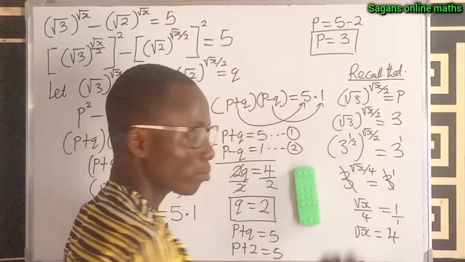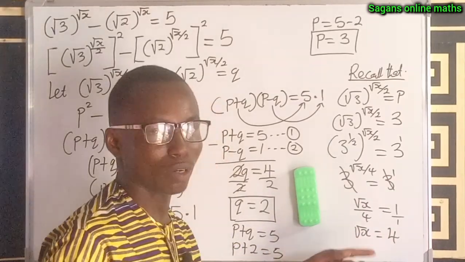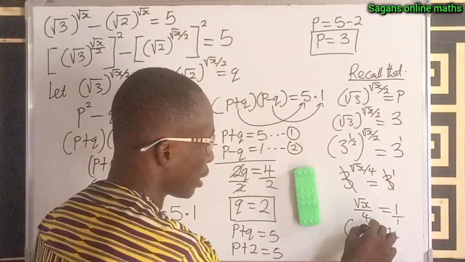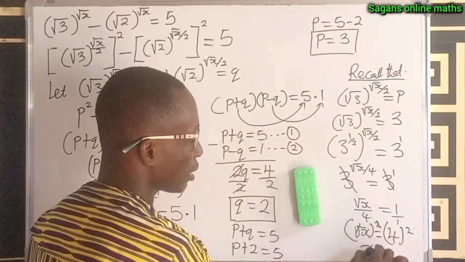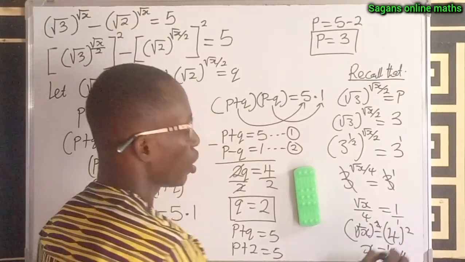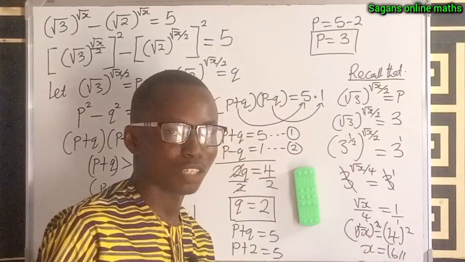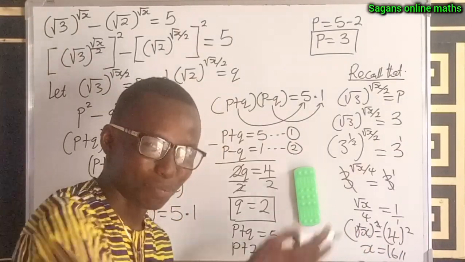Now for us to do away with the square root, we have to take the square of both sides. So square here, and also square here. The square root cancels out the square. You see that our x is equal to 16, because 4 to the power of 2 simply means 4 times 4, which is 16. Wow, this is fascinating.